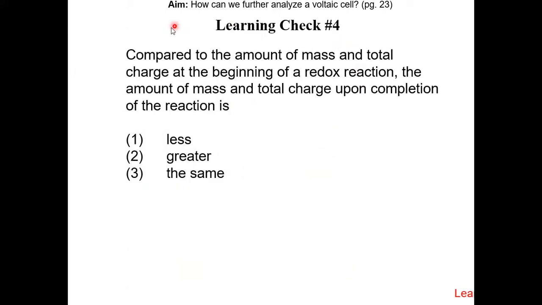Learning check number 4. Compared to the amount of mass and the total charge at the beginning of a redox reaction, the amount of mass and the total charge upon completion of the reaction is what? Pause the video, resume when completed. The answer is choice 3, conservation of mass and charge.